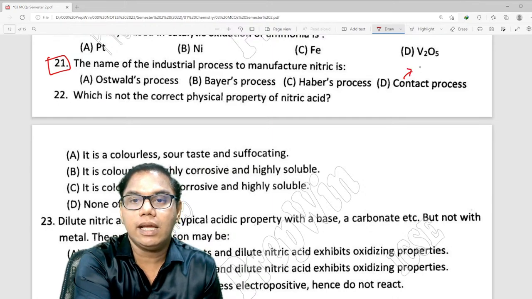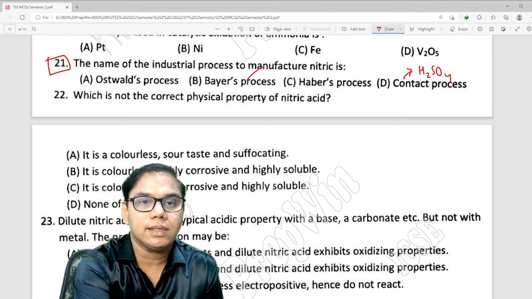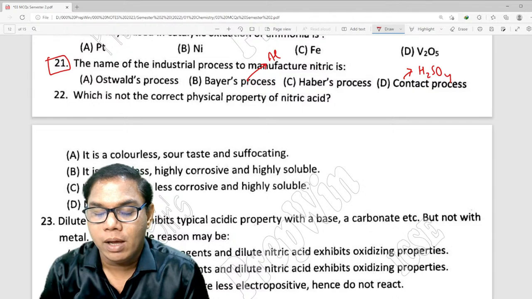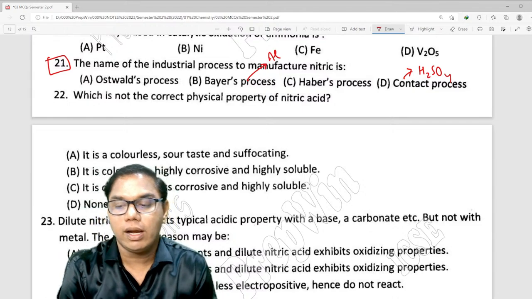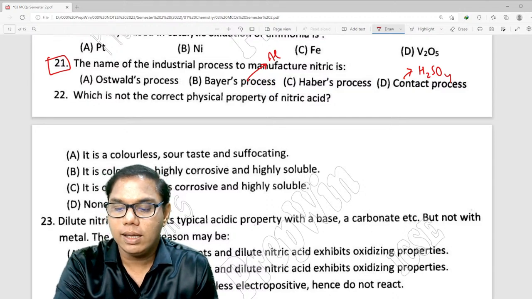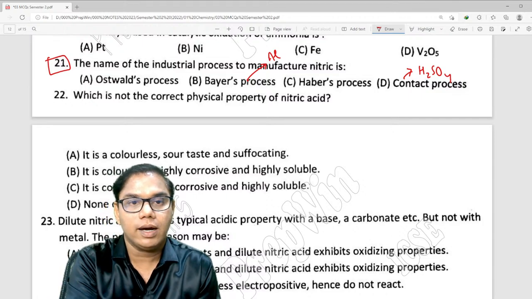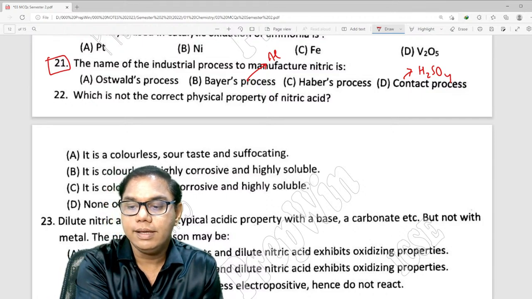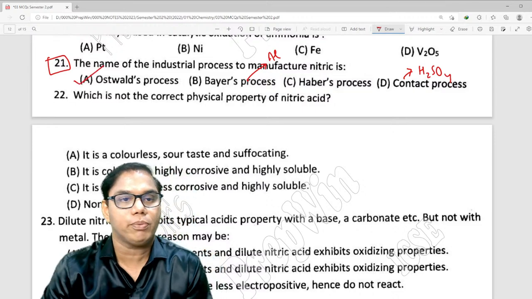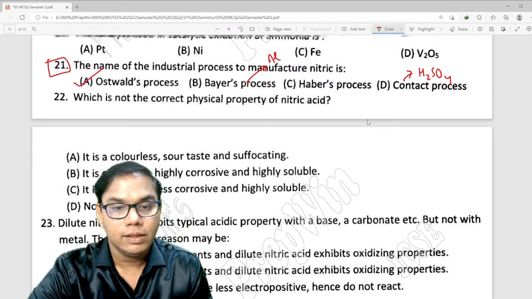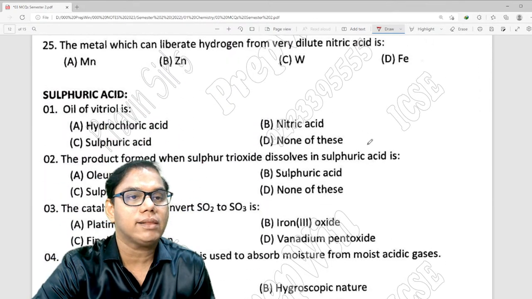Contact process is for H2SO4. Bayer's process is what? Extraction of aluminium se related. Aluminium, alumina or aluminium oxide. So remains Ostwald process or Haber's process. Which one? What is the correct answer? Yes, I see a unanimous answer. That is A, Ostwald process. Okay, fine. Chalo, agla topic lete hai.